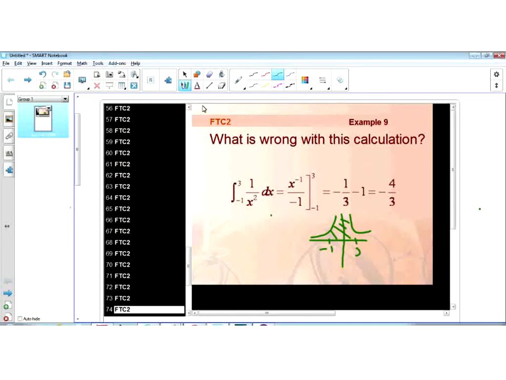The problem is that this integral does not exist, because the requirement is that the function must exist at every point on the interval of integration. And of course, 1 over x squared doesn't exist at x equals 0. It blows up at x equals 0, it goes off to infinity. And so you can't integrate around a vertical asymptote. You'll have to wait until calculus 2 before you can actually find or give an estimate for this area.